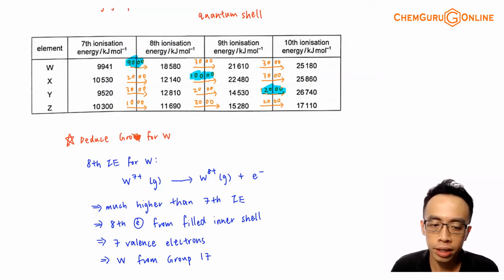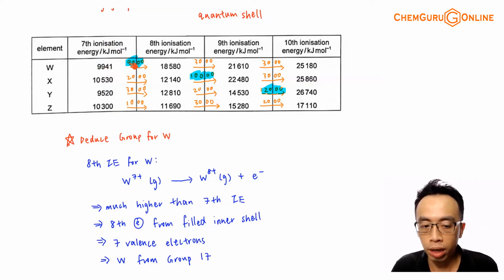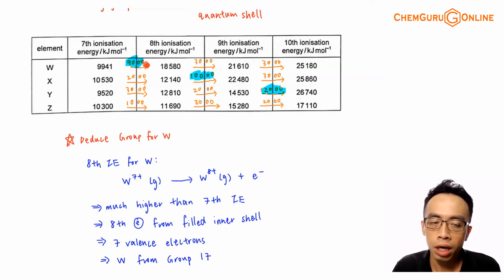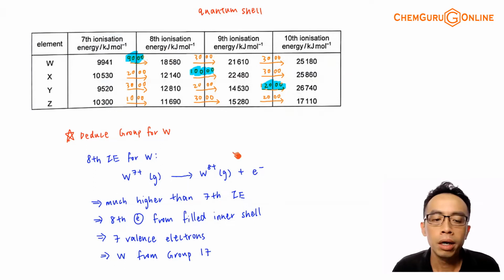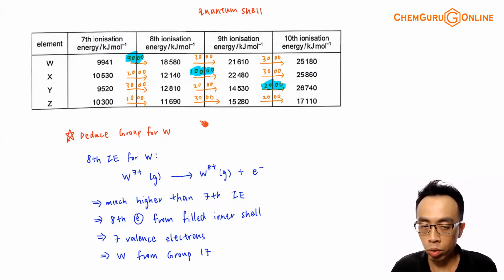But what I've done here is I've chosen to use W. And since we say that there is a big jump in ionization energy from electron number 7 to electron number 8, what is the meaning of it? The explanation is here. So how do I quantify the 8th ionization energy?